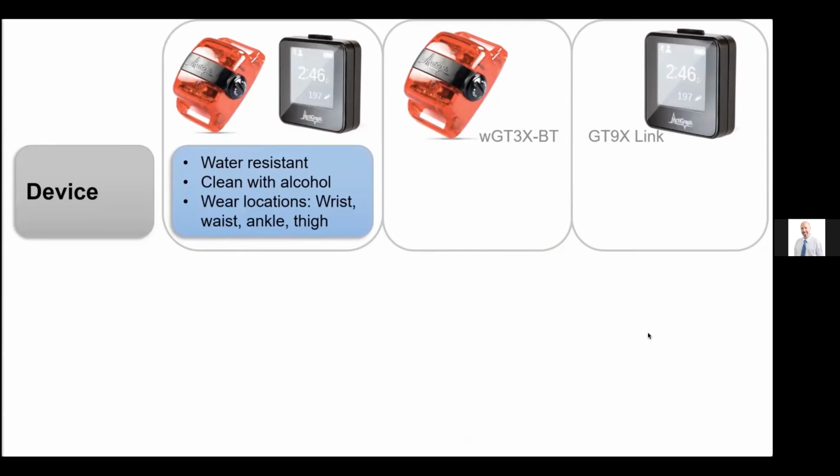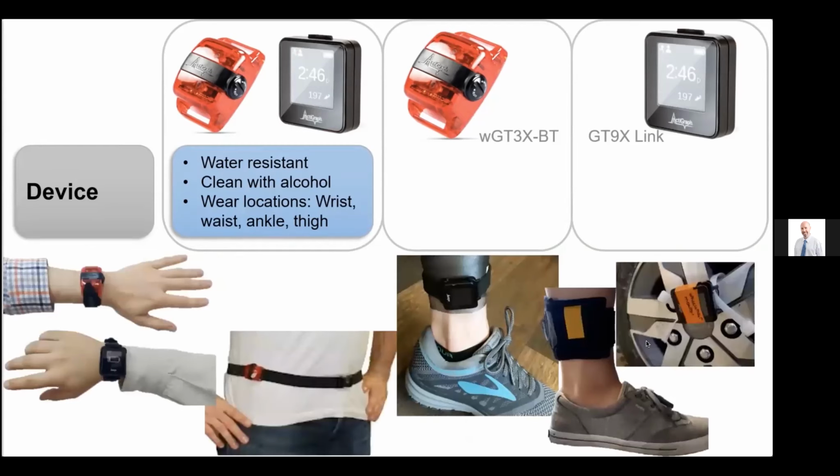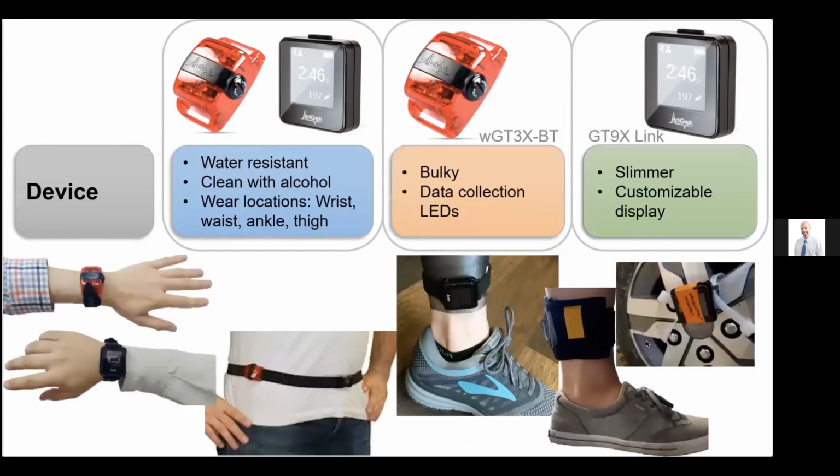The locations that can be worn to utilize the analytics are the wrist, waist, ankle, and thigh. Since the Actigraphs can export raw data, you can basically put them wherever you want, such as on a wheelchair wheel. Between the two devices, the WGT3X is larger and less appealing for participants to wear than the Link device, which has a screen and looks like a smartwatch.